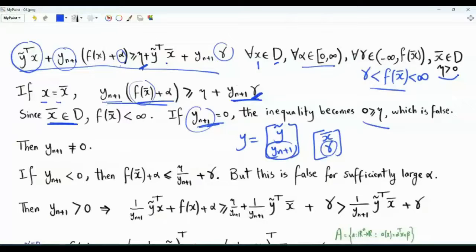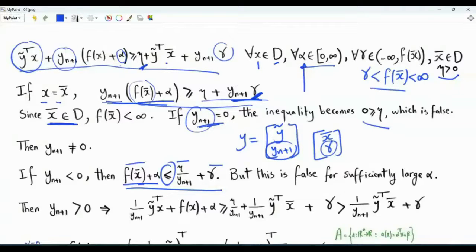Suppose it is. And divide both sides of this inequality by yn plus 1. The left-hand side becomes f of x bar plus alpha. Since we have divided by a negative number, the inequality is reversed. The right-hand side becomes gamma plus eta over yn plus 1. Note that this inequality must be true for every non-negative alpha, but this cannot be true. Those numbers are fixed: gamma, eta over yn plus 1, and f of x bar.